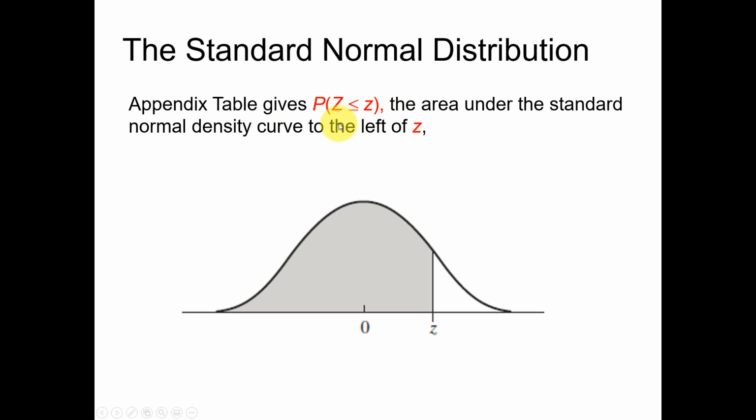So the standard normal distribution, there's something in Canvas, but to talk about this more generally, there's a table that gives the area to the left of a certain point. So the probability of Z less than or equal to z is the area under the standard normal density curve to the left of z.